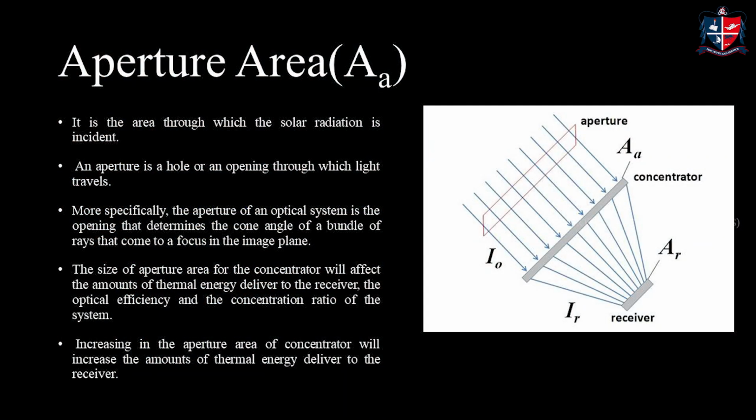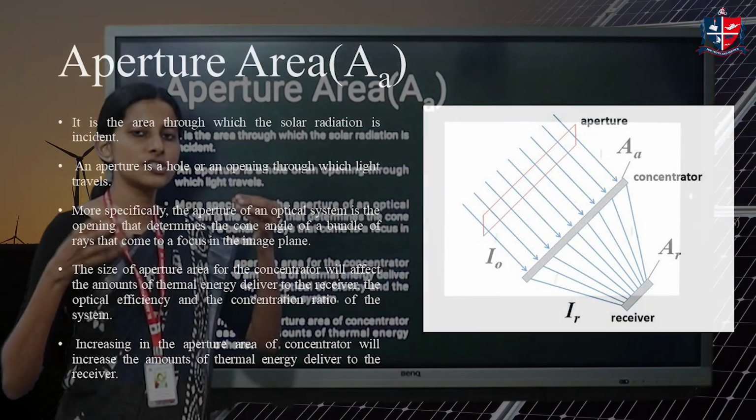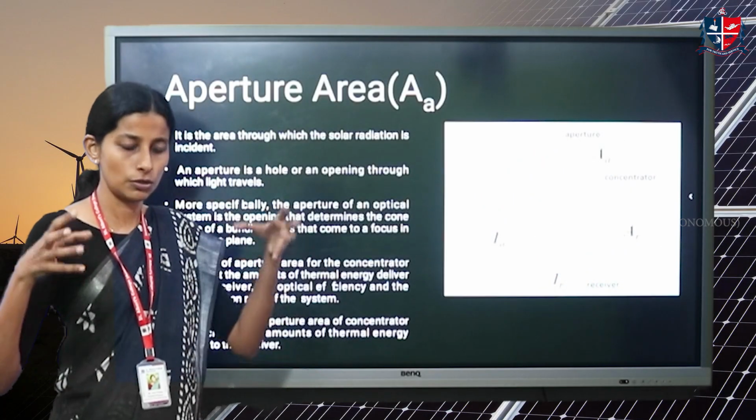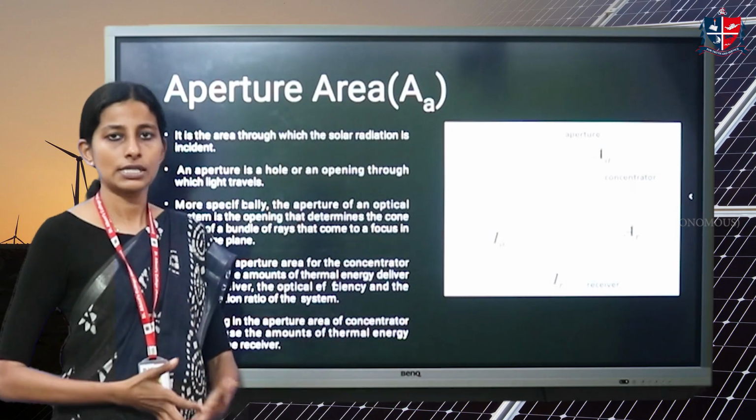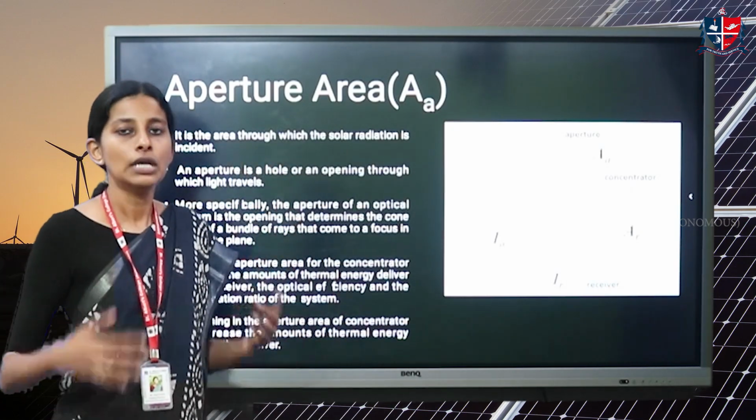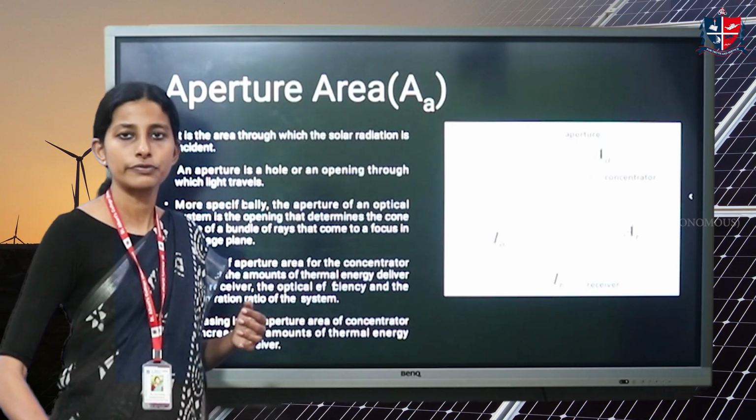Aperture area, if you need to get a better picture, I can explain it like this: just imagine that the room in which you are staying now is a solar collector. Imagine it is a device which collects the solar radiation. Suppose it is this room. This room has a ceiling. This room also has a floor, right?